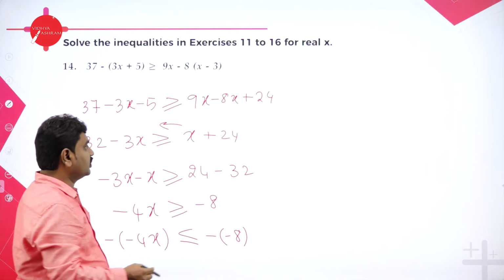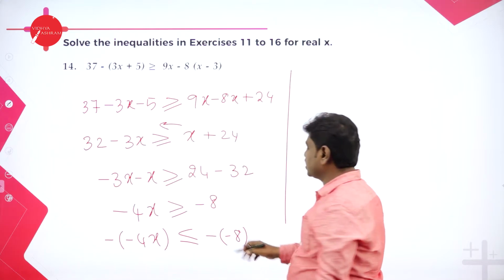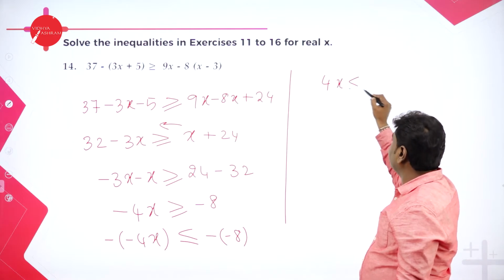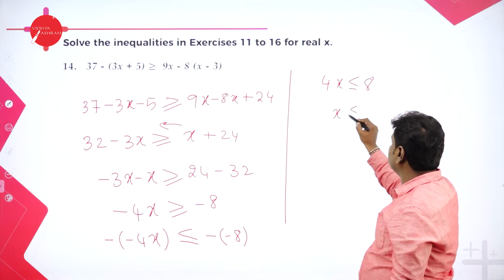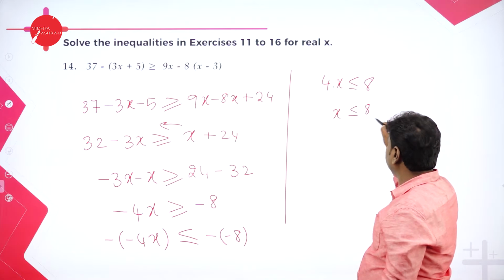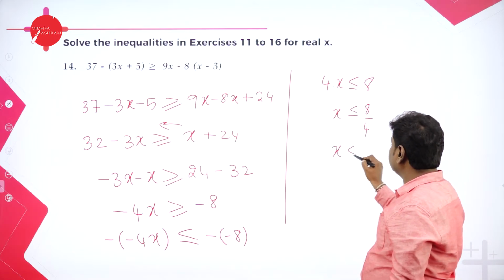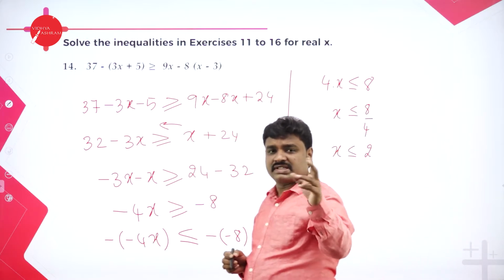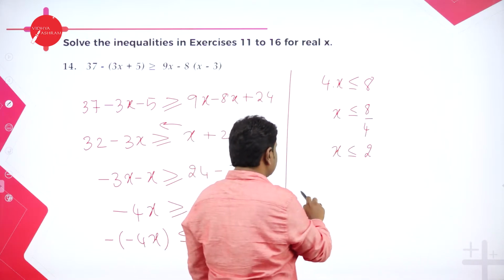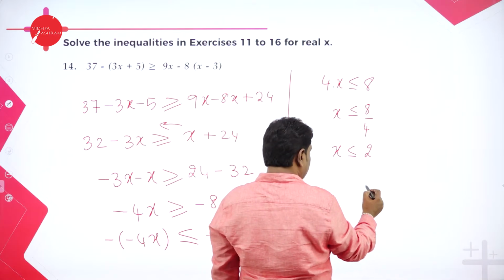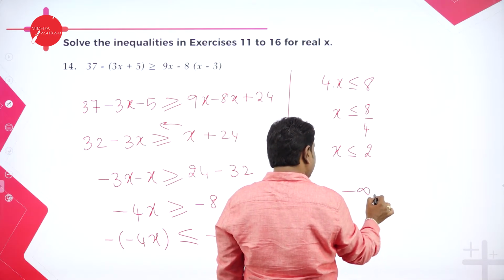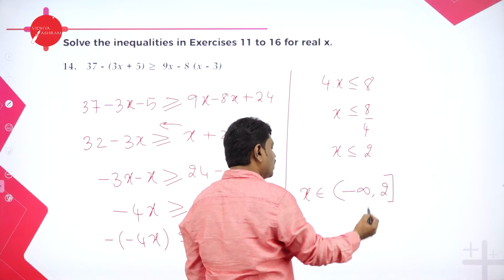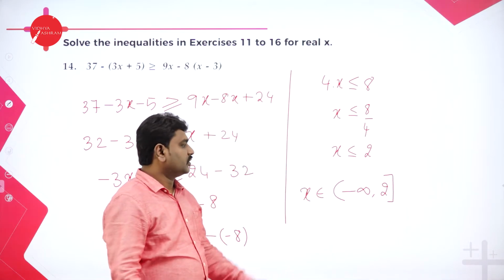Now simplify. So further this will become minus of minus 4x is what? 4x less than or equal to 8, or x is less than or equal to 8 by 4, bring this side, it will become divided by, so x is less than or equal to 4 ones are 4, 4 twos are 8. So the solution is what? x less than or equal to 2. x less than or equal to 2 means x belongs to minus infinity till 2 including 2. Including 2 means closed interval, and infinity should always be in what? Open interval. So this is the solution.